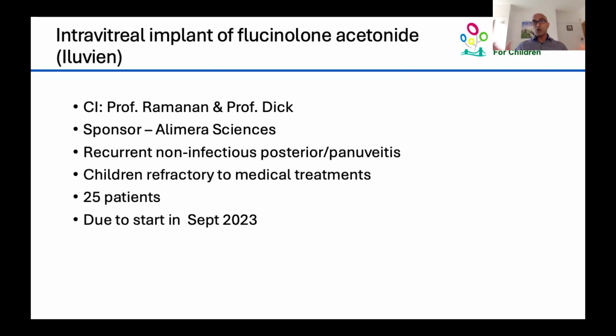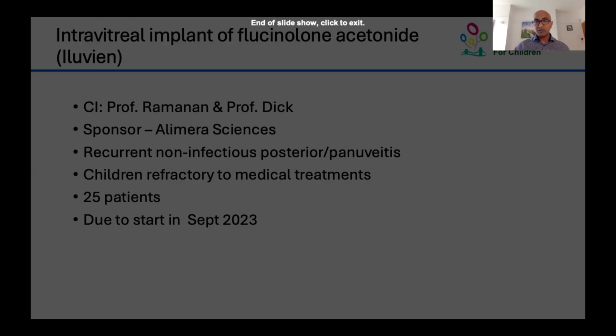And of course, all of us as uveitis specialists will have some patients who are refractory to a multitude of agents. And for these patients, we are going to be running a trial across 3 countries looking at intravitreal implant of Iluvien, which many of you may be using in your adult patients. I'll stop there and take any questions. Thank you very much.